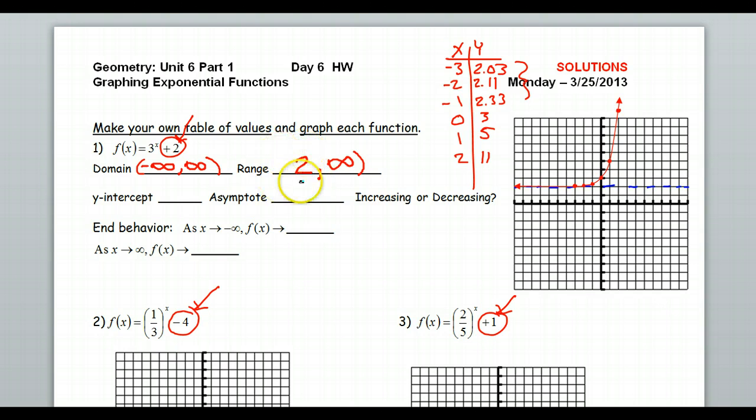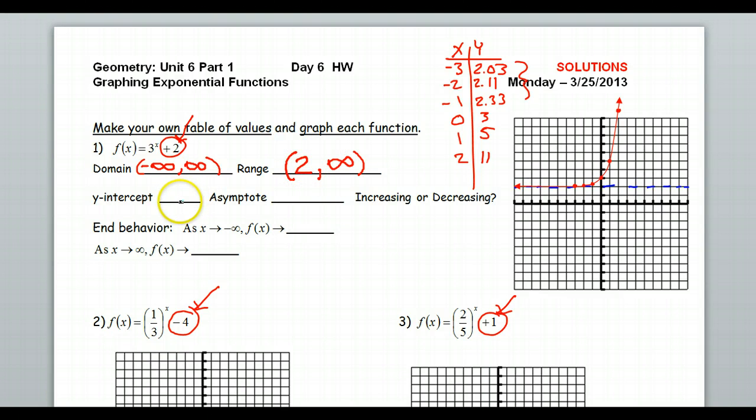Now, sometimes we use a square bracket, but that would mean that 2 is part of this set, part of the function. But like I said, the asymptote is something that you never quite get to. As you saw in the calculator, at -3, I'm at 2.03. At -7, I'm at 2.0000 something. But never quite 2. So we're going to leave this around parentheses to show that 2 is not actually ever reached.